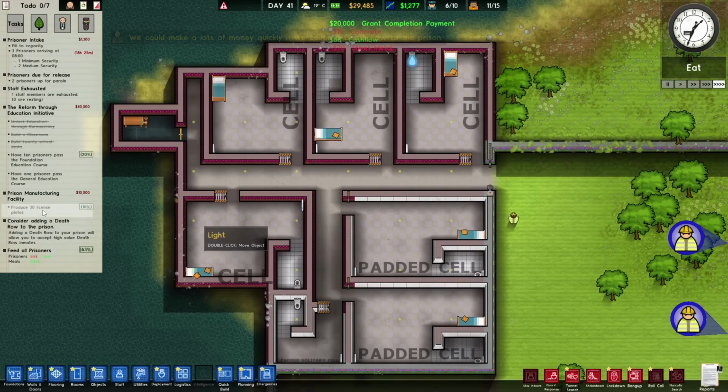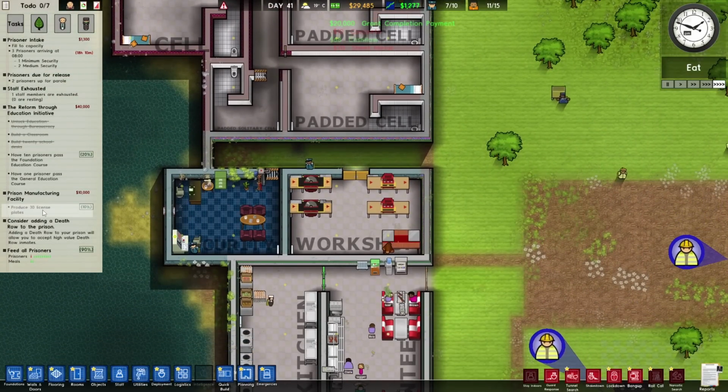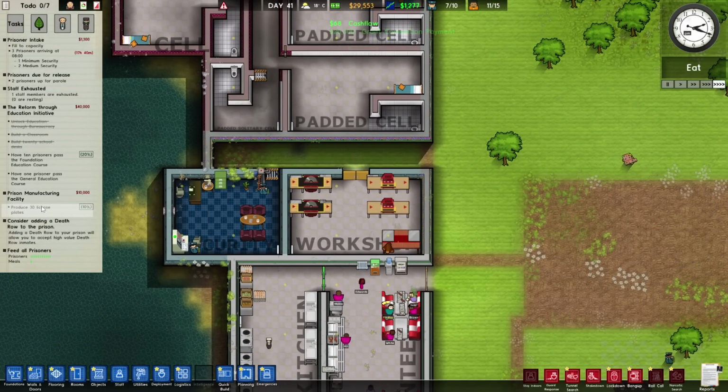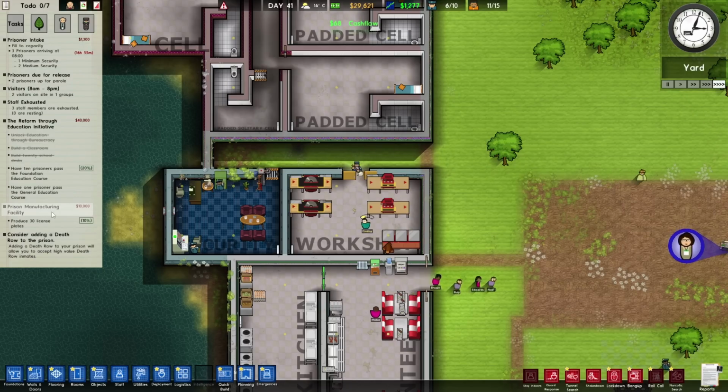Oh, hang on a minute. We must have made some license plates because we're now up to 10%. So we must have made, hang on, if we're making 30 license plates and we're 10% of the way through, we must have made 3 of them, which is good. Okay, that's very good. Oh, hang on a minute.